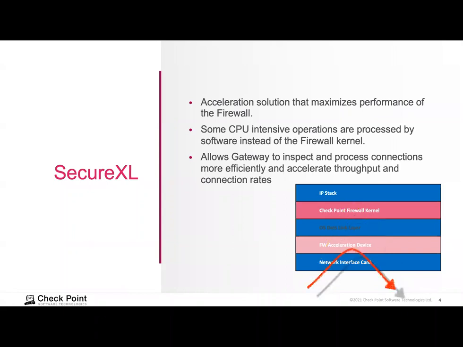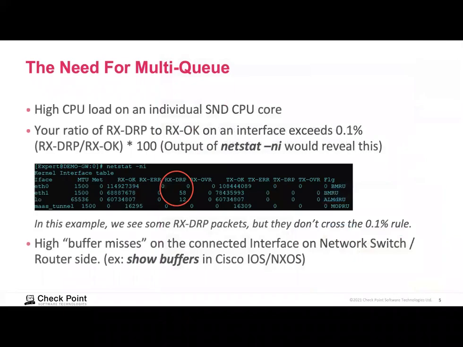SecureXL allows us to identify traffic that we can just fast path, fast cut, and reduce the complexity and overhead. So again, if you saw my session last time, that's just a little bit of review, and we're going to dive right into the first one.